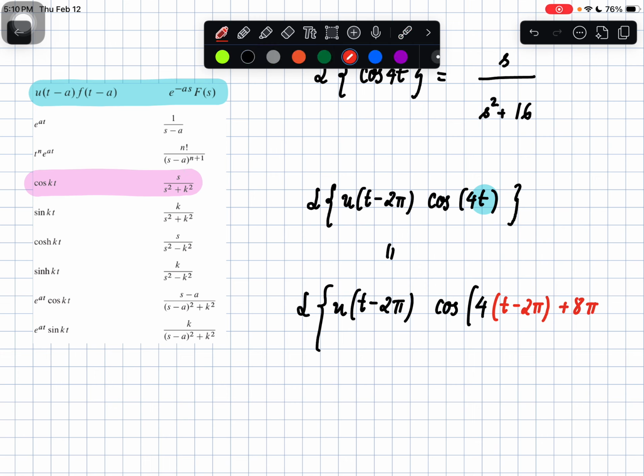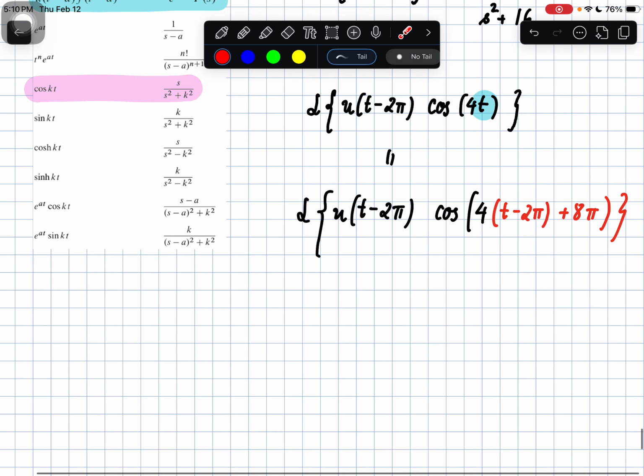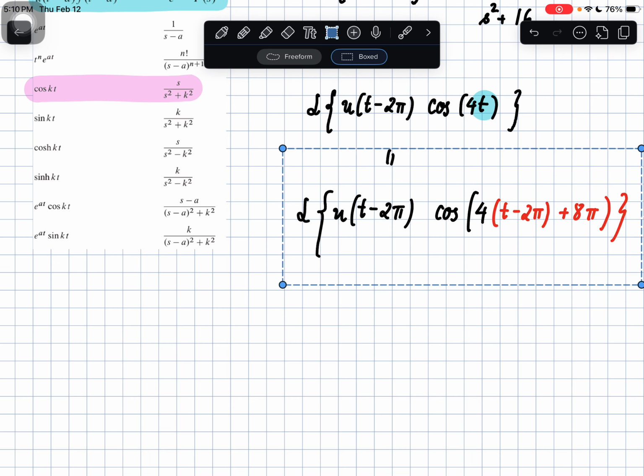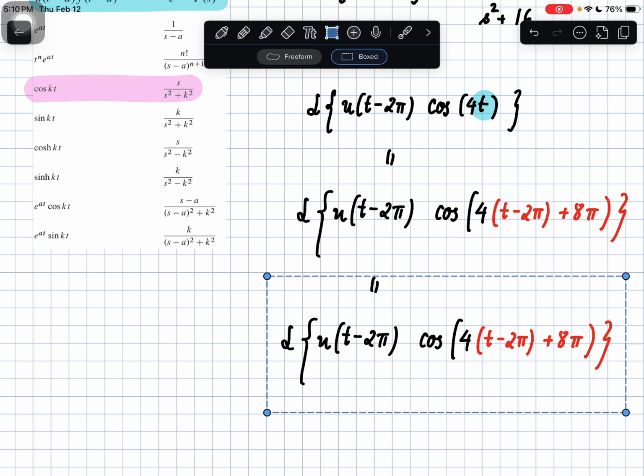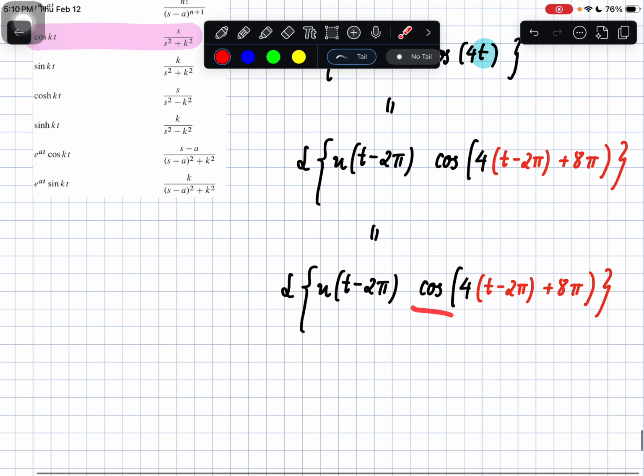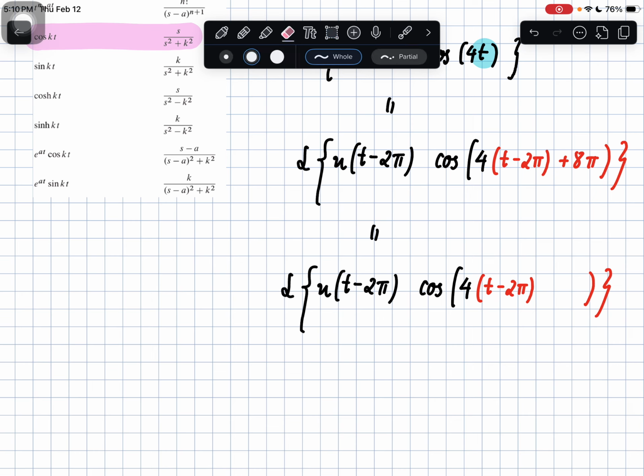Plus 8π, we get cosine of 4t. However, plus 8π, because the cosine function is periodic, this one is the same as cosine of these terms, so we don't need the 8π there. The value of cosine of this angle and cosine of this angle are the same.